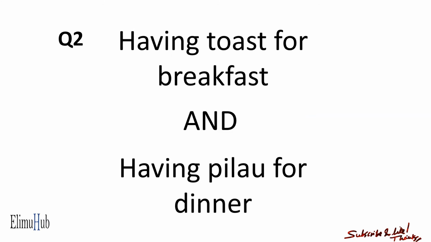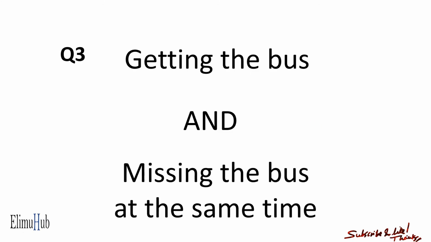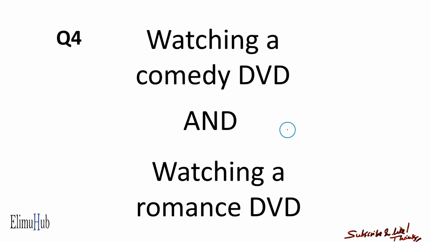Having toast for breakfast and having pilau for dinner. I don't see anything wrong with that. I can have toast for my breakfast and I can have pilau for my dinner. So these ones are not mutually exclusive events. They can happen. Getting the bus and missing the bus at the same time. That's a dodgy one. Well, I don't think this will happen. So these two scenarios cannot happen at the same time. They are definitely mutually exclusive events.